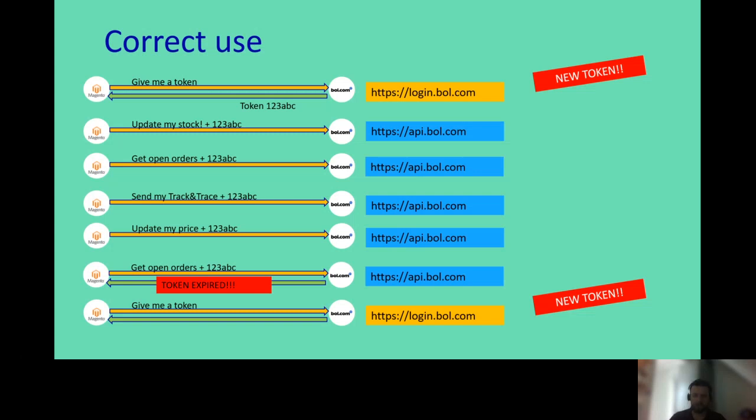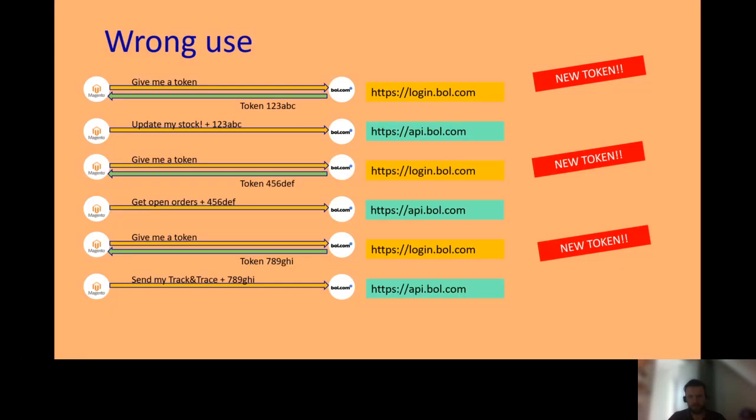So if you look at the wrong use of the endpoint, if you use a new token for every connection that you set up to api.bol.com, this means you make as many connections to login.bol.com as to api.bol.com, and you will get a block. The rate limit on login.bol.com is a lot lower due to several security reasons that I will not be going into, but the limit is that much lower that you really need to recycle the token that you get in the first place.